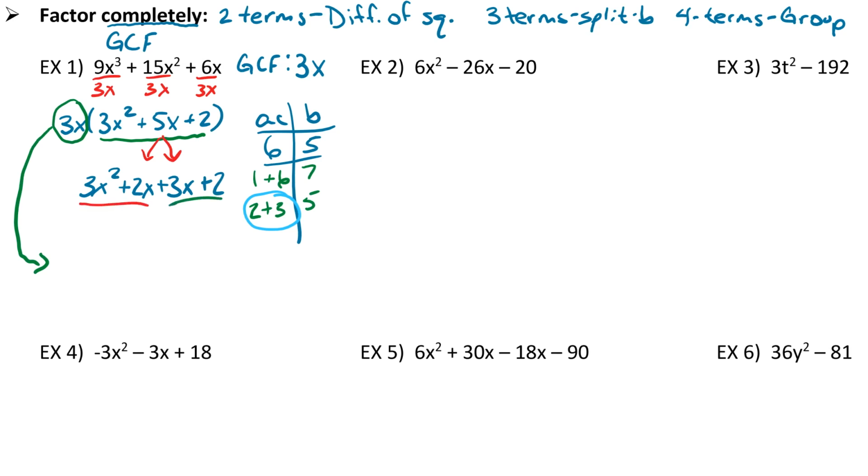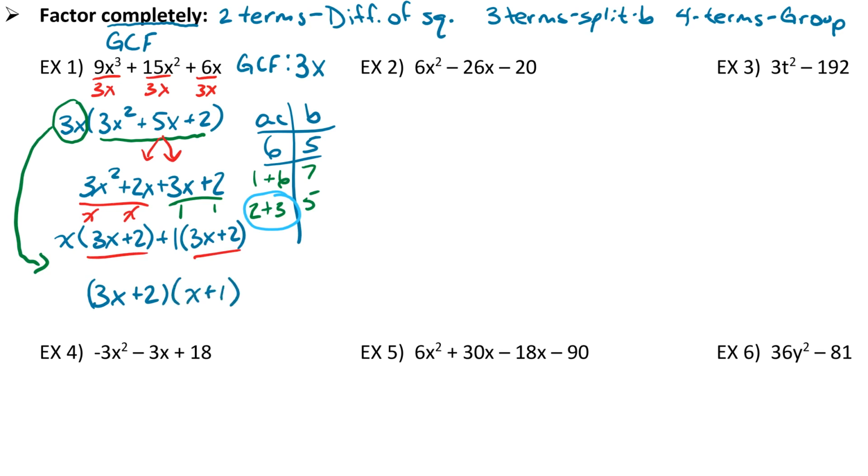We put them into groups. So for the first group, we have a GCF of x, which means when we take out the x, it's going to be x times 3x plus 2. For our second group, we have a GCF of just 1, because they don't have anything in common. So it's going to be plus 1 times 3x plus 2. Insides match. So we're going to have 3x plus 2 times x plus 1. And then don't forget about that 3x. So we drew that little arrow to remind us that at the very end, 3x needs to go on to our answer.